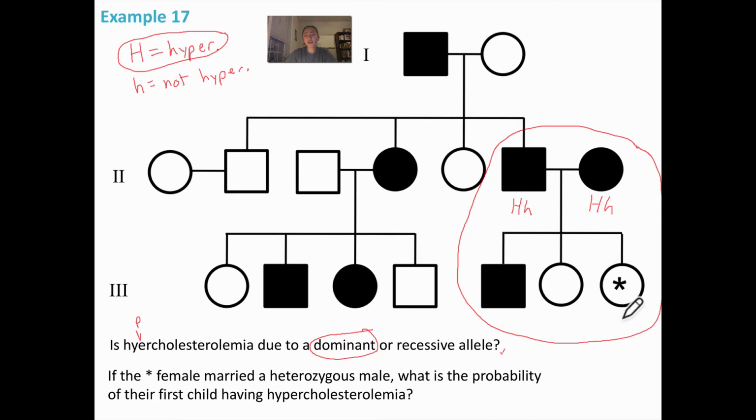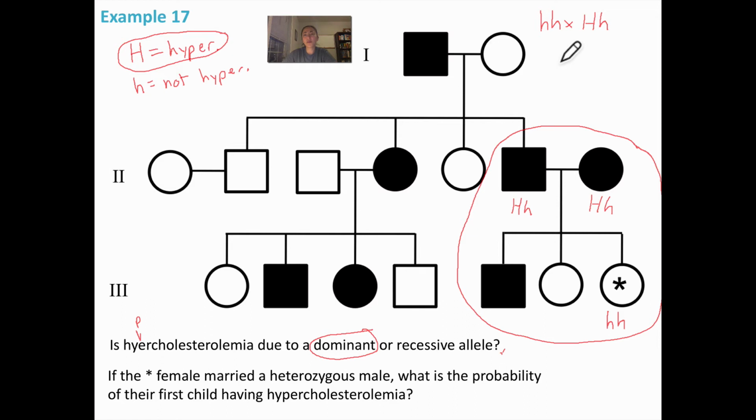Well, if we look over here, we have to first figure out what this female's genotype is. We know that she doesn't have hypercholesterolemia. So let's look up at our key here. Not having it is caused by the little h, so the only way that she could not have it is to have two little h's. So it's asking us if she mated, let's do a little Punnett square up here. If she mated with an individual that was heterozygous, what's the chance of their child having hypercholesterolemia?